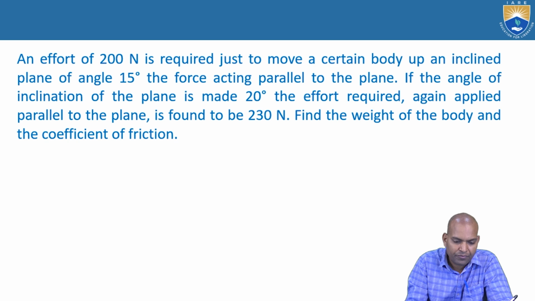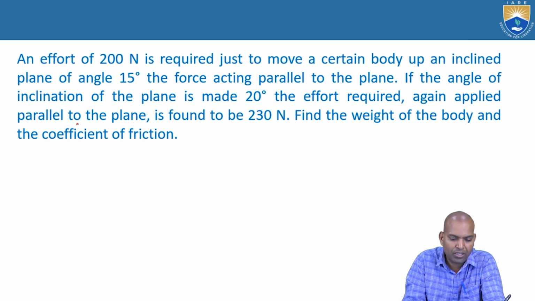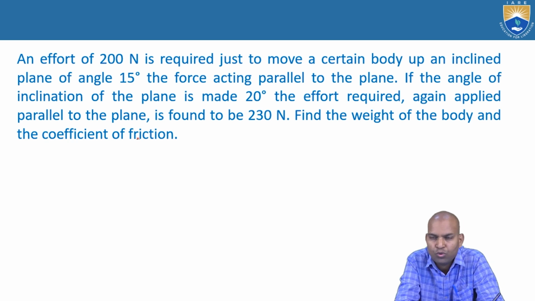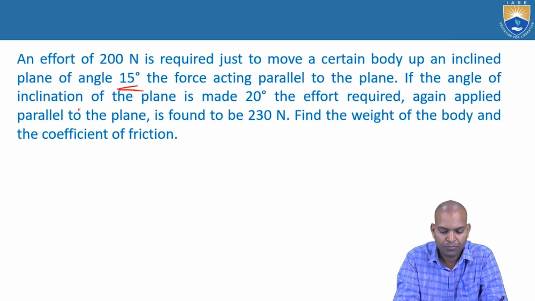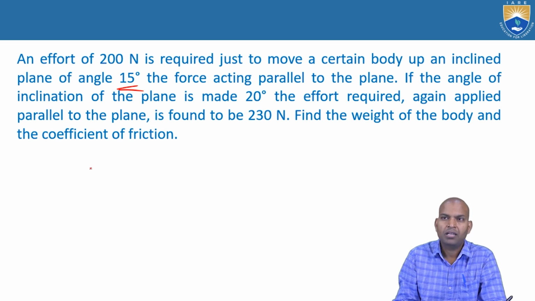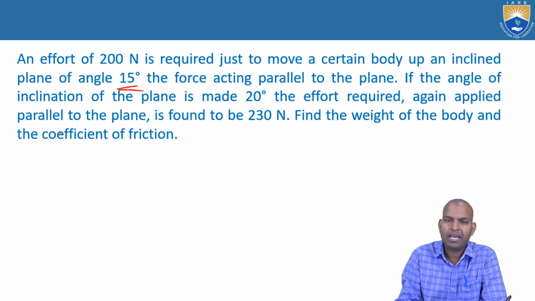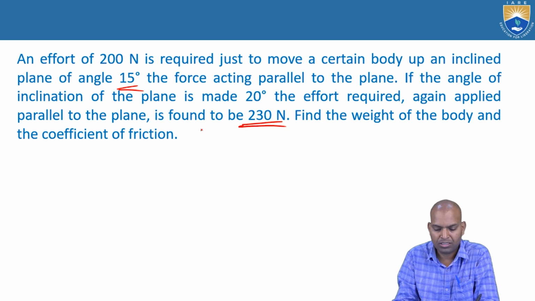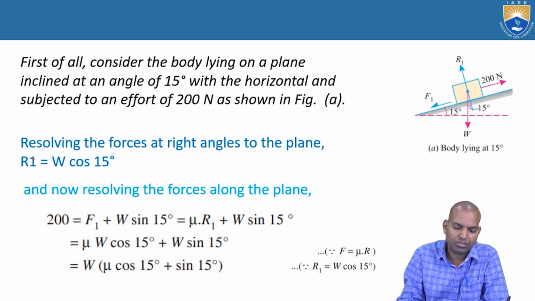The next problem was already solved in previous sessions, but I am going to revise it. An effort of 200 newtons is required just to move a certain body up an inclined plane at an angle of 15 degrees, the force acting parallel to the plane. If the angle of inclination of the plane is made 20 degrees, the effort required, again applied parallel to the plane, is found to be 230 newtons. Find the weight of the body and the coefficient of friction.